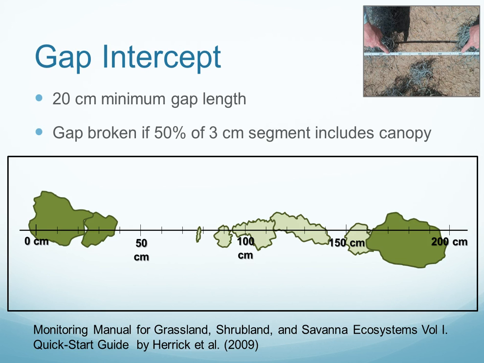So the way that we measure this is we have to decide where a gap starts and where it ends. In order to start a gap, in order to measure that gap, it has to have a minimum length of at least 20 centimeters. And we decide that a gap is broken, or we will end the measurement on a gap, if 50% of a 3 centimeter segment is broken by canopy.